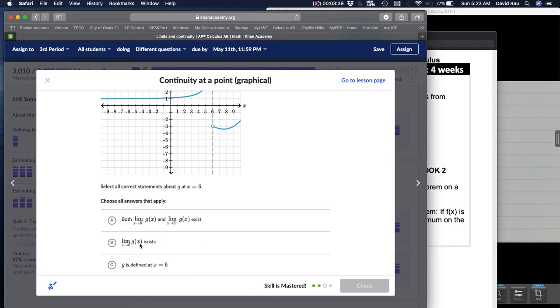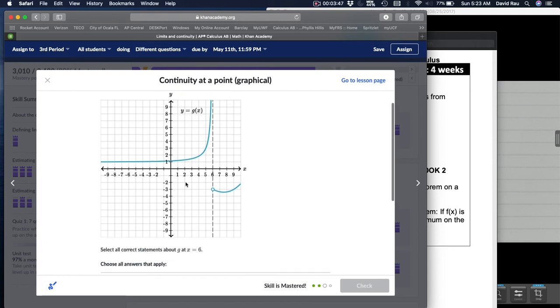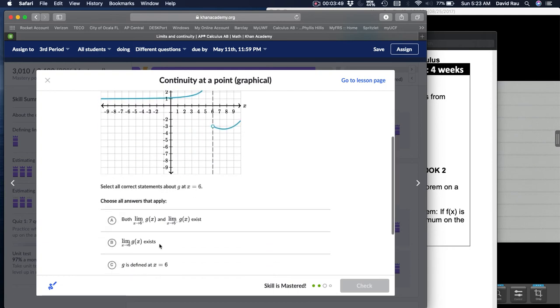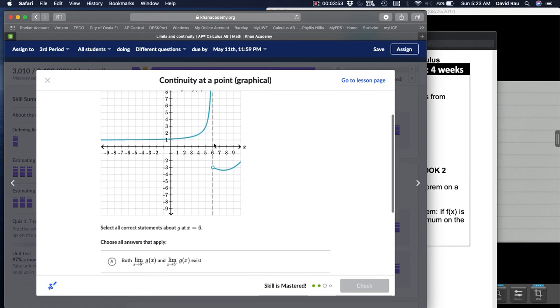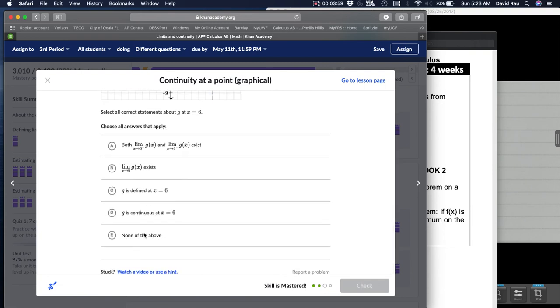Also, does the limit in general exist? Well, again, definitely not. If A is not true, B is definitely never going to be true. If you can't take a left and a right, you can't combine them and get the same value. Is g defined at 6? Is there any closed circle at 6, anywhere on the graph that's closed and filled? And the answer is no. So it turns out none of these are true. Because A, B, and C fail, D is definitely going to fail. So there we go.